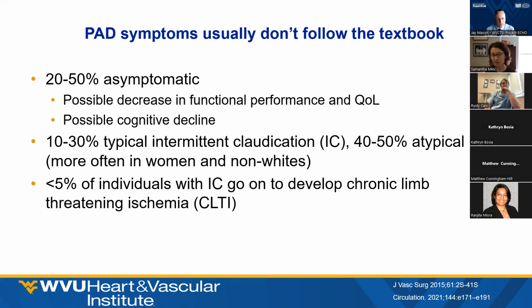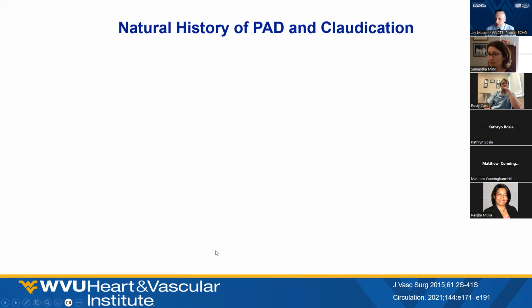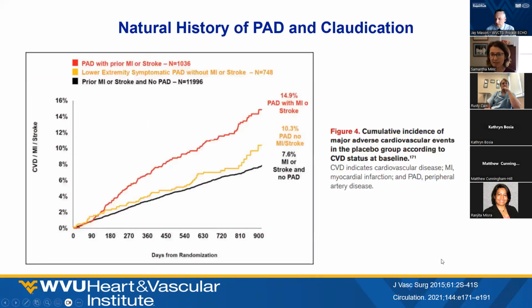Of the whole batch though, it's important to understand that less than 5% of people that have claudication, so of the 50%, less than 5% actually go on to have limb-threatening ischemia. And I will explain what that is. Here's a natural history, and this is one of the biggest take-home points for you all: people that have PAD, only 1 to 5% actually go on to have a limb-threatening problem. The risk is dying of a heart attack or stroke. That's the big take-home point.